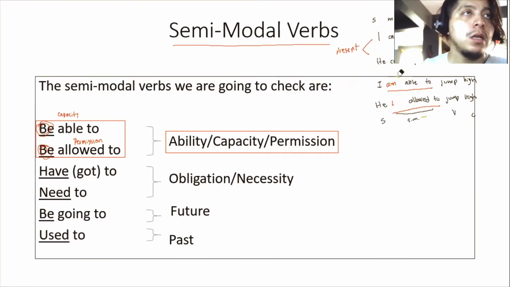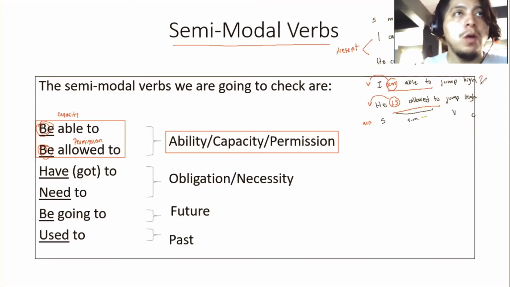What happens if you want to make a question? Well, if you want to make a question, you need only this part to switch positions with the subject. First, the auxiliary, because they are in present, so this is like the auxiliary that they are using. Then the subject, and then the rest of the semi-modal verb, verb and complement. Am I able to jump high? Yes, you are, or no, you aren't. Is he allowed to jump high? Yes, he is, or no, he's not.